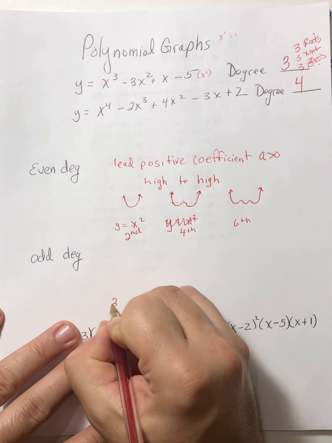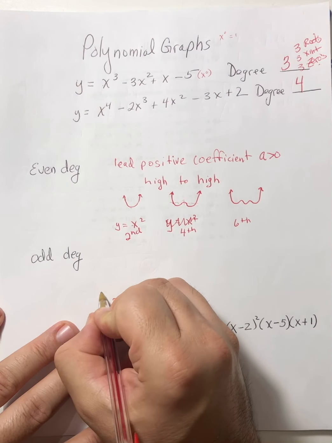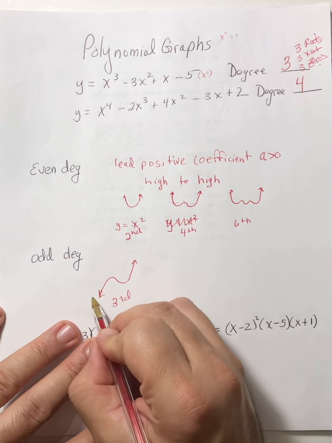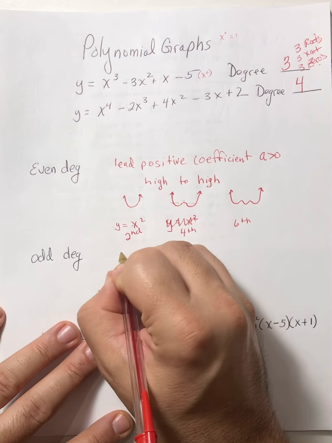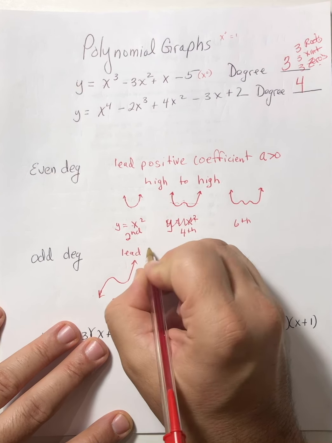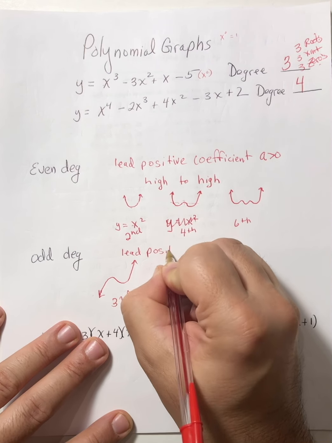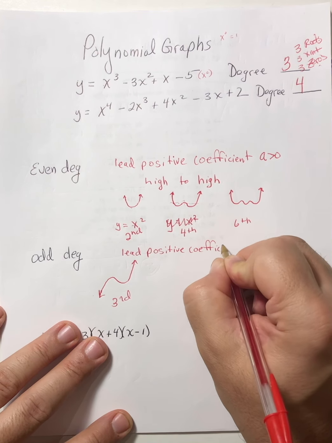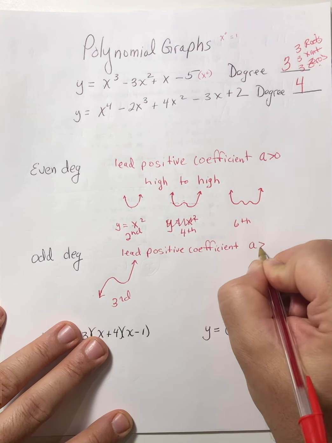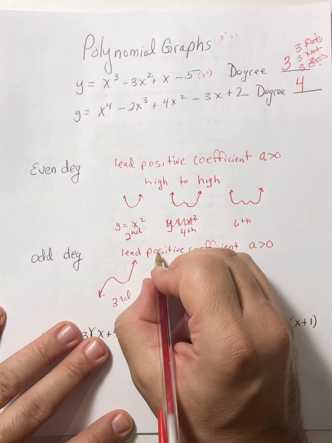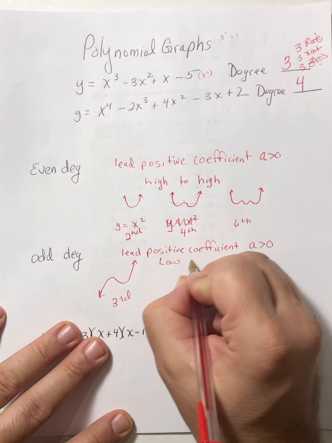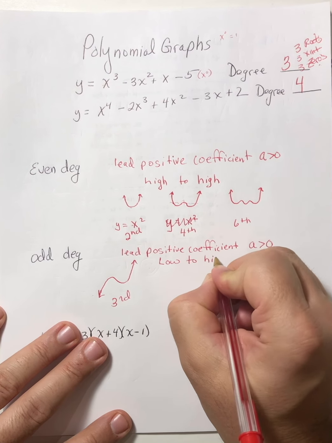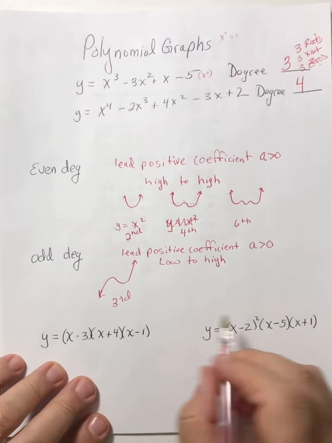An odd degree, so we usually don't graph odd degrees up until now. So this is what a 3rd degree equation looks like. Okay? Notice it starts low, finishes high. So again, lead positive coefficient, that means that A value is greater than 0. What it means is it goes low, starts low, so as I read from left to right, it's low to high. Okay, so that's what a 3rd looks like.